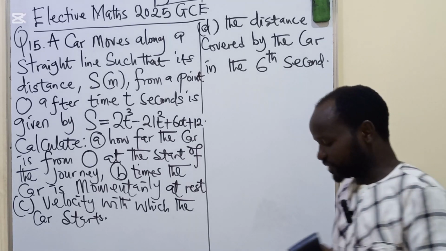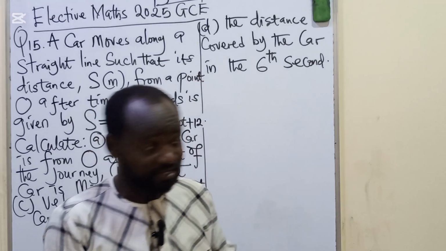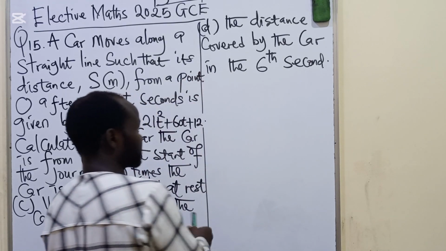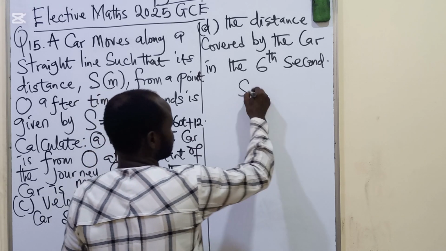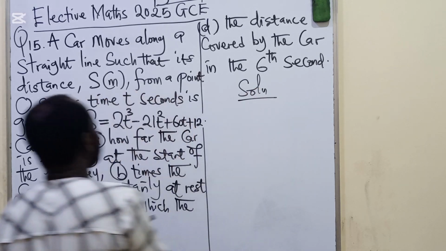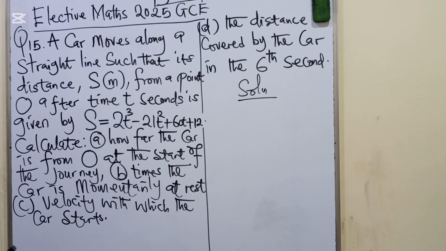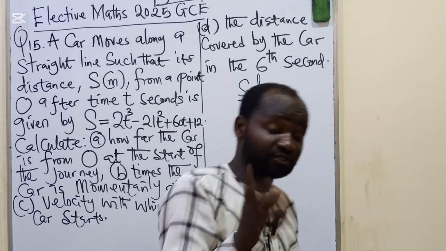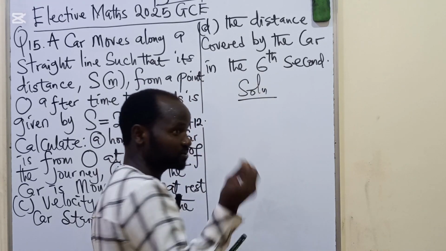This is under application of integration to kinematics. Let's look at how we can handle this together. Let's write down the solution. A, we are asked how far the car is from O at the starting of the journey. How far? We are looking for the distance. At the starting of the journey, it means the time is 0. But before we dive into that, under application of integration to kinematics, we have to understand certain concepts.